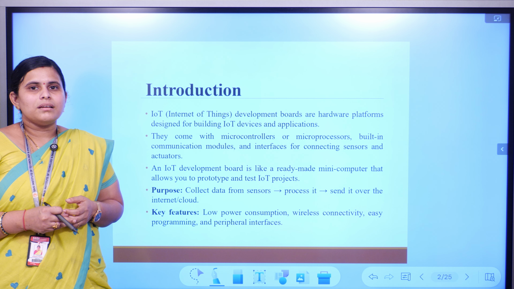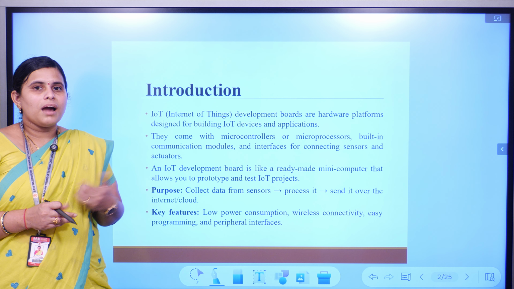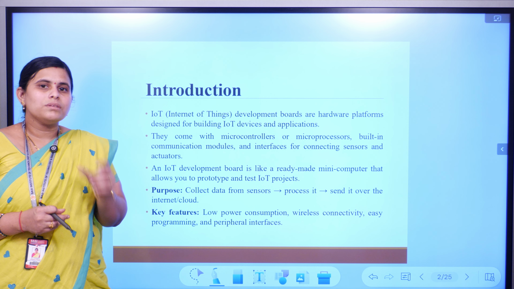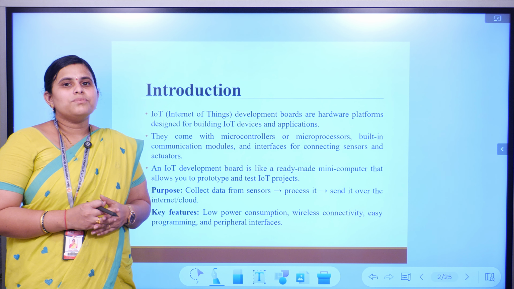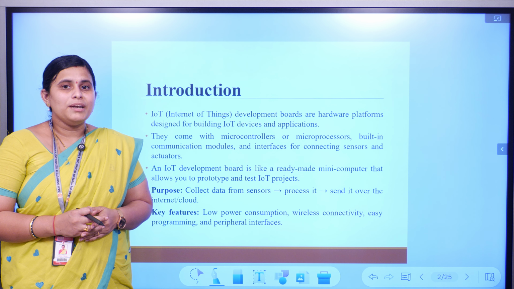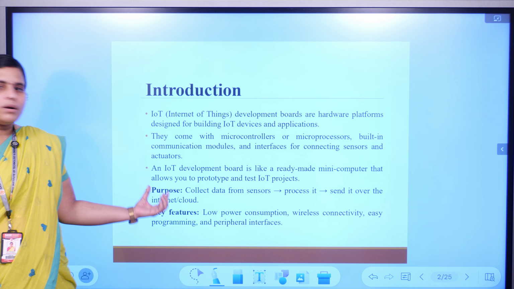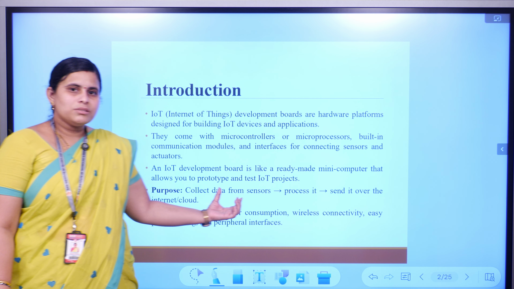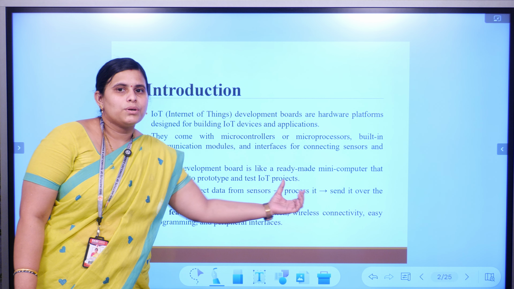But how could these tasks be performed without hardware? So we need some hardware implementation to provide all this. For this we need IoT development boards. So we understood the purpose of IoT development boards. IoT collects the data from the sensors, processes it, and sends it over the internet.